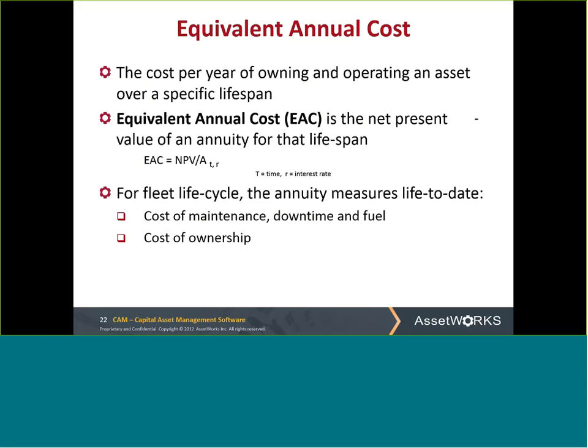Key to this idea is the idea of an equivalent annual cost, and this is an annuity that looks at the cost over a particular lifespan. For our analysis, again, we're looking at cost of maintenance, downtime, and fuel. Those are things that we can collect and attribute to various age and utilization points in an asset's life. We can aggregate those over time. And then cost of ownership, which in this case is represented through depreciation: what is the lost capital value in each year of the life, and what is the remaining value, and then factoring that into the analysis.